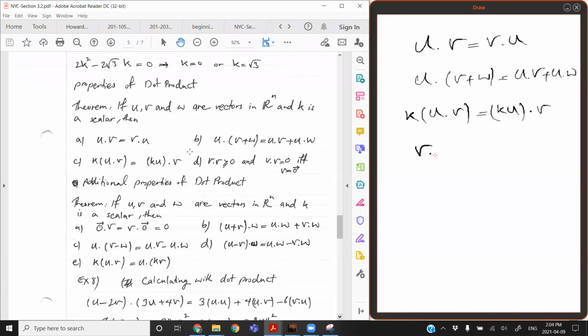And if you have any vector and you multiply it by itself, since this is the same as norm of v squared, it's going to be greater than or equal to 0. And also we have this one. If the dot product of v and v is 0, then it automatically means that norm of v squared is 0. Then it means norm of v is 0. Then it would be equivalent to v being the 0 vector.